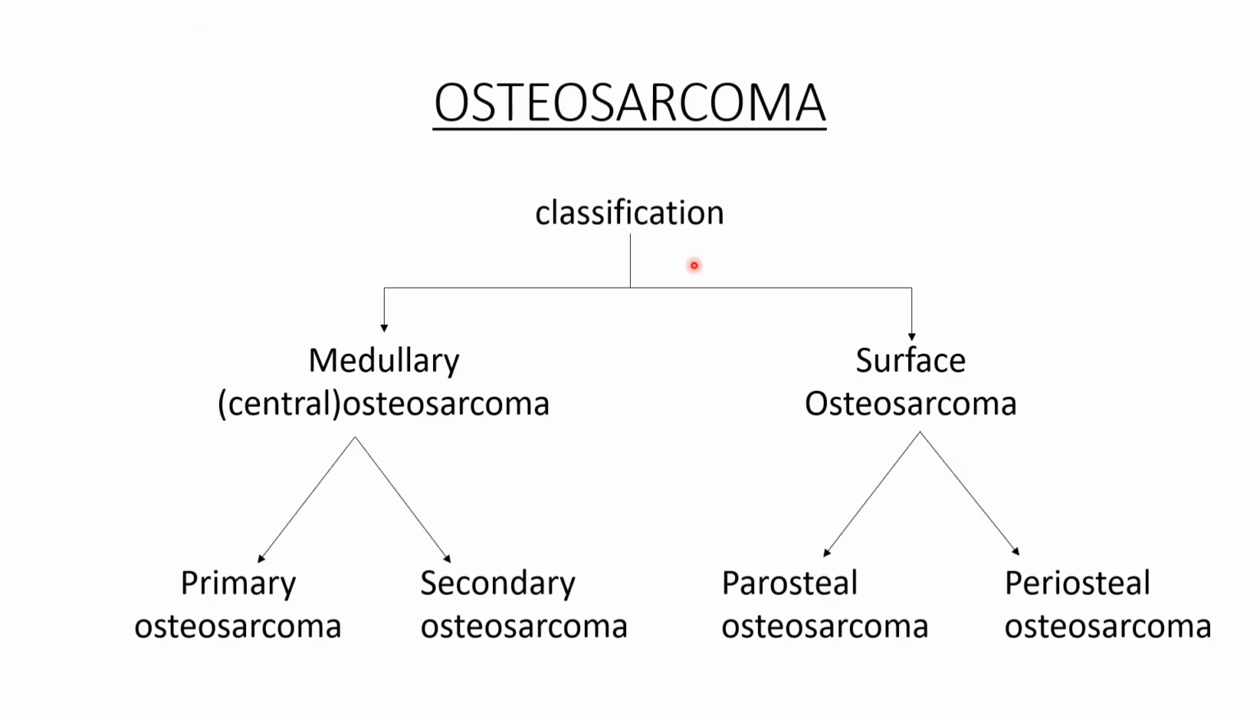Now coming to the classification, osteosarcoma is classified into medullary osteosarcoma or central osteosarcoma and surface osteosarcoma. Medullary osteosarcoma is further classified into primary osteosarcoma and secondary osteosarcoma. Surface osteosarcoma is classified into parosteal osteosarcoma and periosteal osteosarcoma.